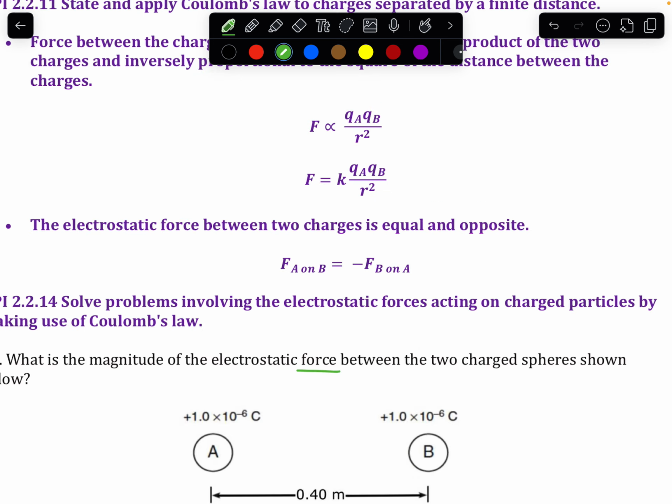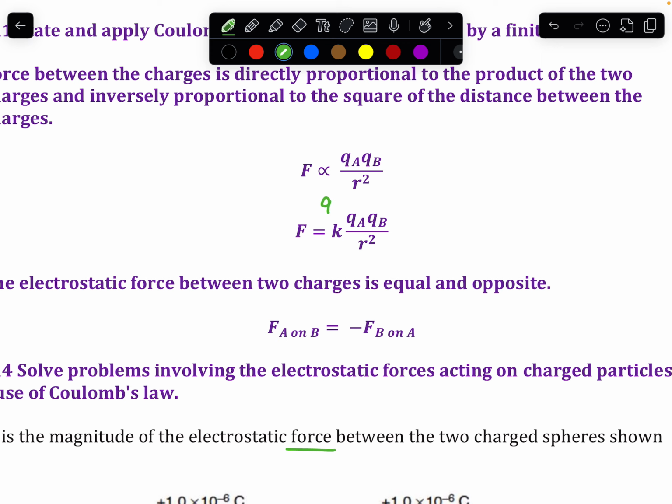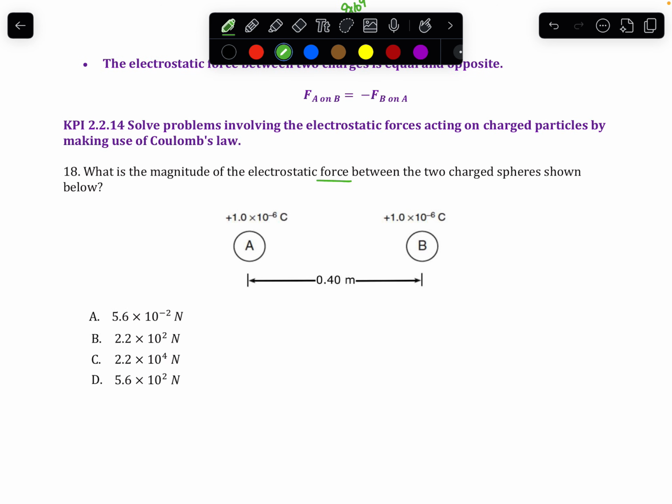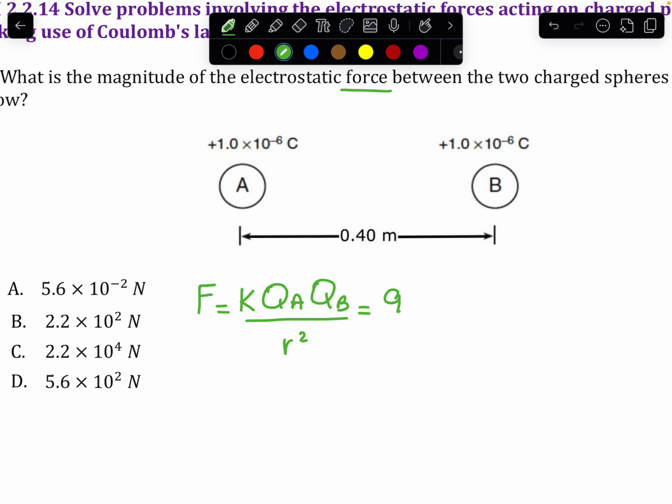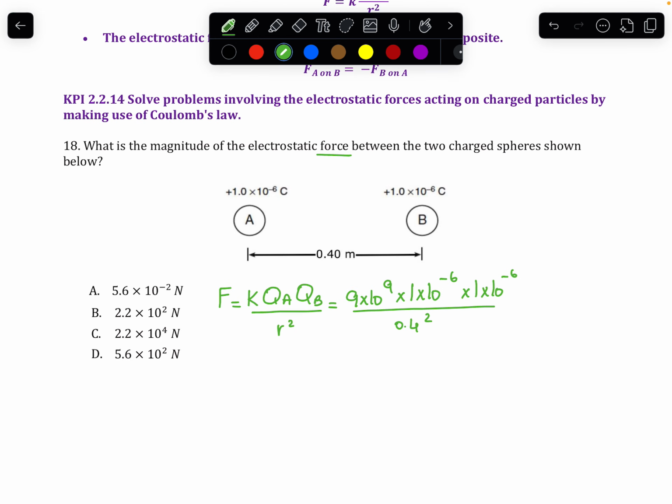So it is described by F equals k, which is 9 × 10^9, times the absolute value of charge A, the absolute value of charge B, divided by the distance between them squared. So F equals k QA QB divided by the distance squared. So 9 × 10^9 times 1 × 10^-6, 1 × 10^-6, divided by 0.4 squared. The answer is 5.6 × 10^-2 Newton.